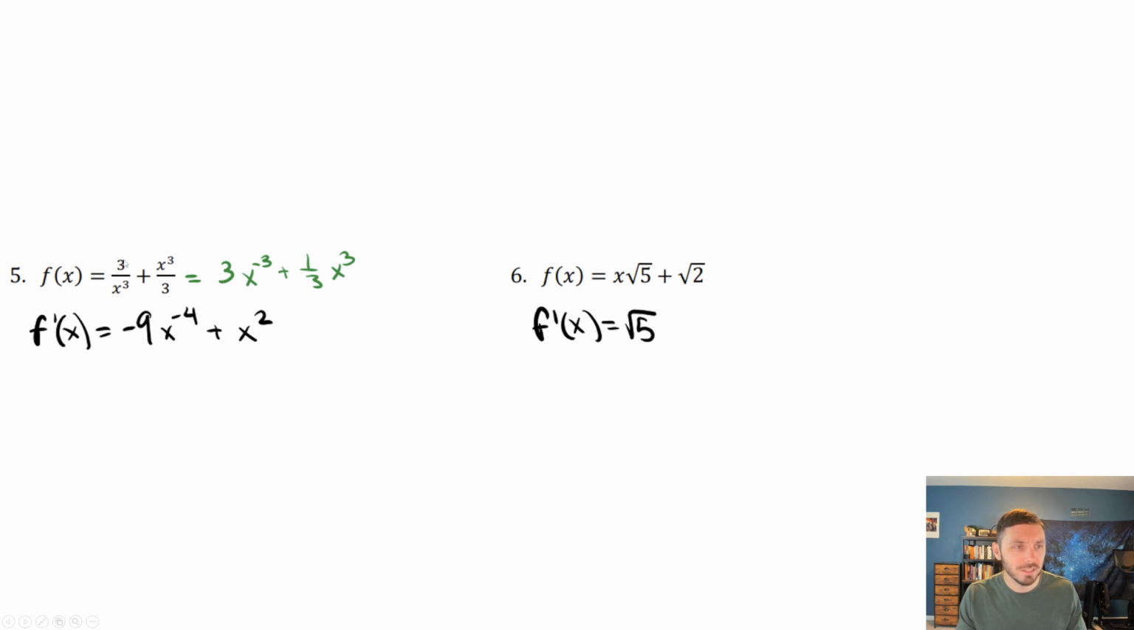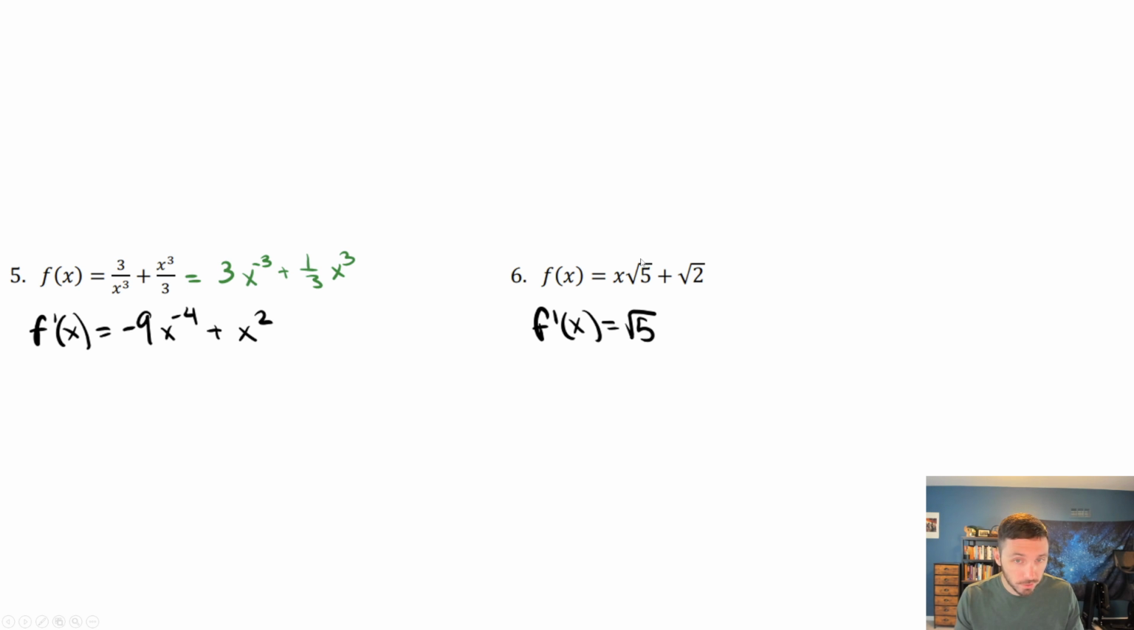So all I did was, okay, for the first one, I made that 3 and then x to the -3rd. Multiply, so that's just using exponent properties. Multiply 3 by -3, you get -9, and then subtract 1, you get -4. This is just like a 1/3 sitting in front. So at that point, it just plays out like a normal power rule.